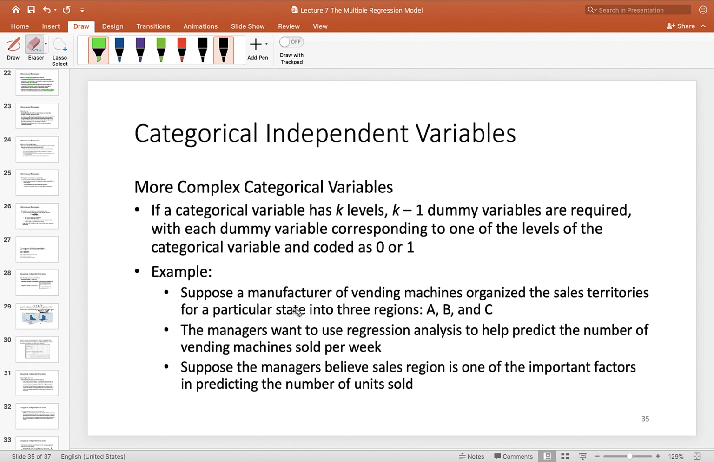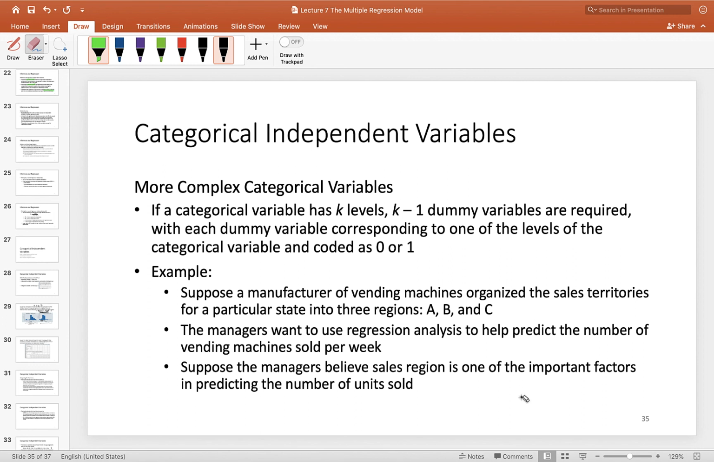There's an example here. A manufacturer of vending machines organizes the sales territories for a particular state into 3 regions, A, B, and C. So we can think of it as California, where Northern California is A, Central California is B, and Southern California is C. The managers want to use regression analysis to help predict the number of vending machines sold per week. Suppose the managers believe sales region is one of the important factors in predicting the number of units sold.